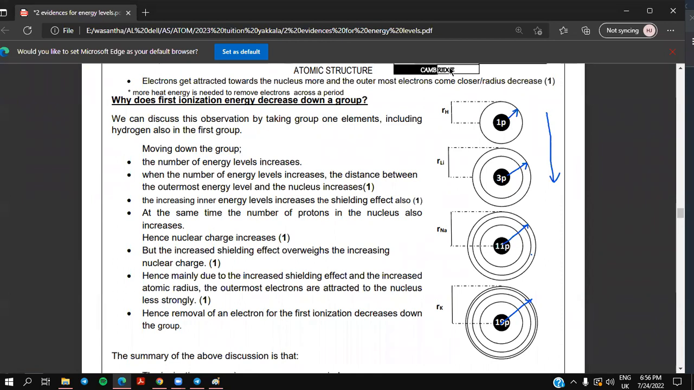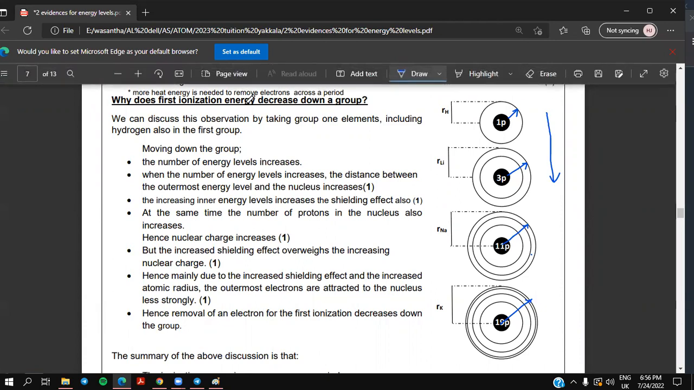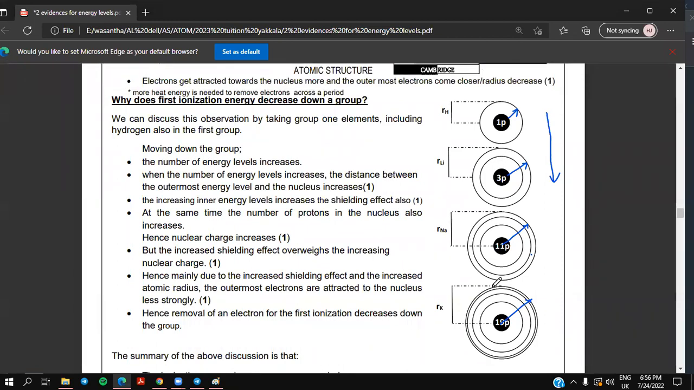We can remove electrons for the first ionization more easily down the group. But in the exam, how are we going to write? How are we going to explain why first ionization energy decreases down the group? We have to explain point by point. I have given what happened moving down a group. The number of energy levels increases. When the number of energy levels increases, the distance between the outermost energy level and the nucleus increases. Moving down the group, the number of energy levels increases and the distance between the outermost energy level and the nucleus increases. That is the first point.